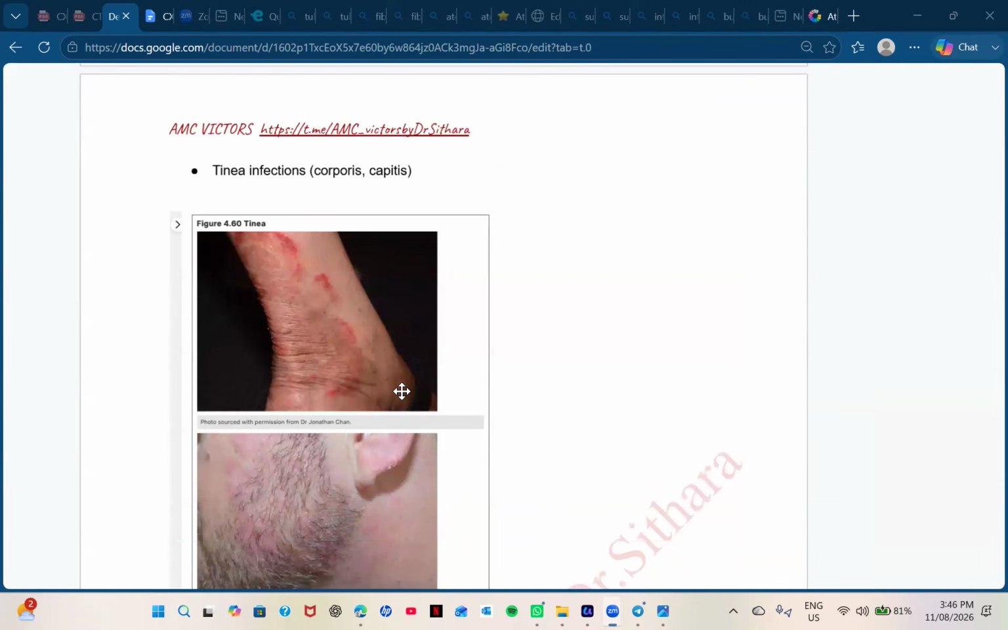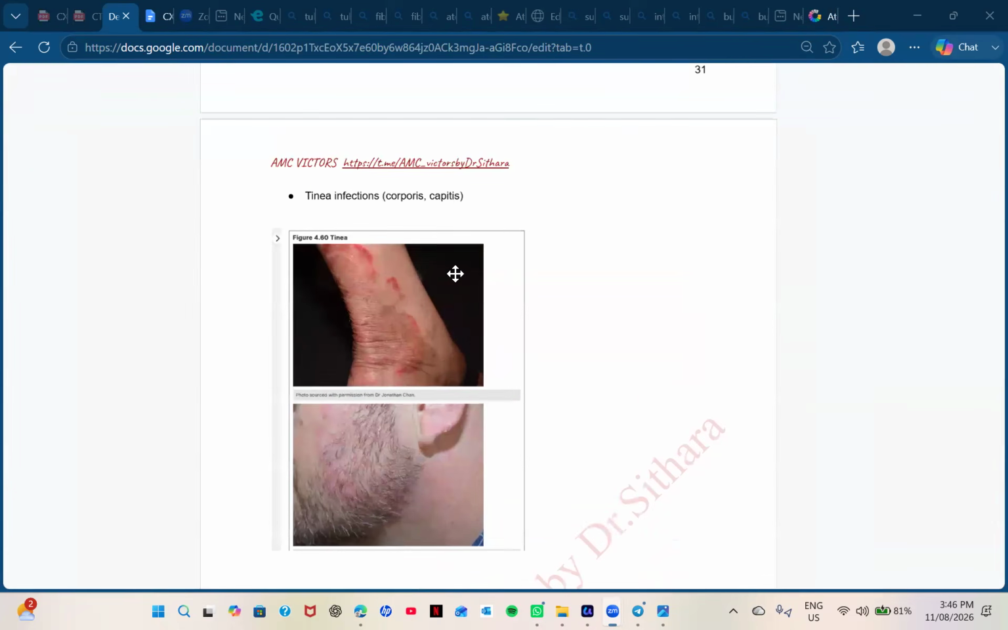Okay, so what do you know about tinea infection? What do you know about tinea, doctors? It's a dermatophyte fungal infection, mainly associated with the skin, hair, and nails. So what is the common organism? Trichophyton. Trichophyton is the common organism, right, doctors?